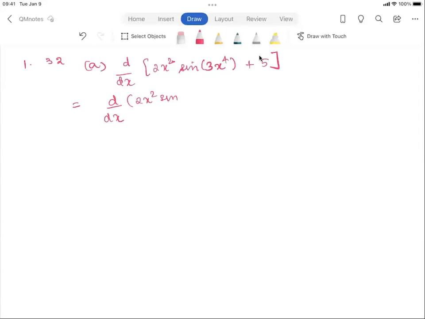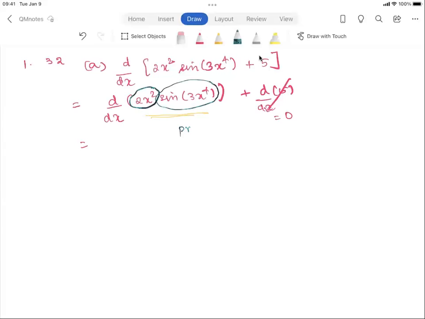So it's going to be this. And the derivative of a constant is 0. So you just have to compute the derivative of this term. And here, if you notice, we have an x squared term and a sine term that depends on x. So what we have to apply here is the product rule of computing derivatives.